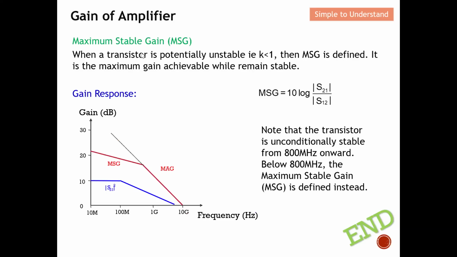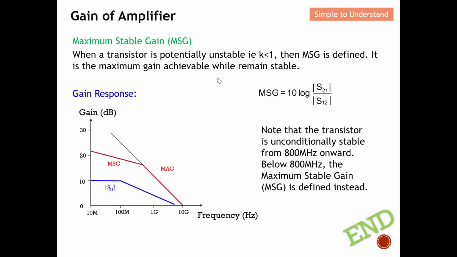Next, we also have this maximum stable gain. This is when the transistor is potentially unstable, which means K less than 1. Then this MSG is defined as the maximum gain that is achievable while remaining stable. This is the maximum gain so as to ensure that the transistor or the amplifier that we design will always be stable.